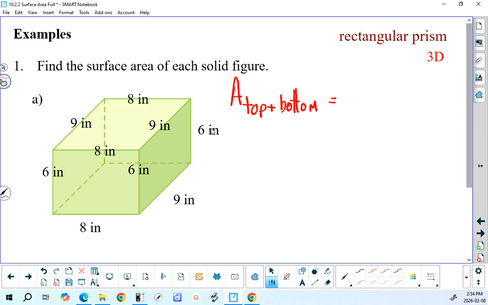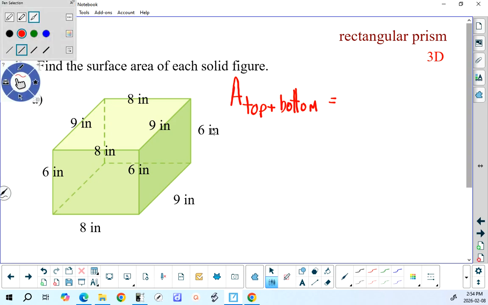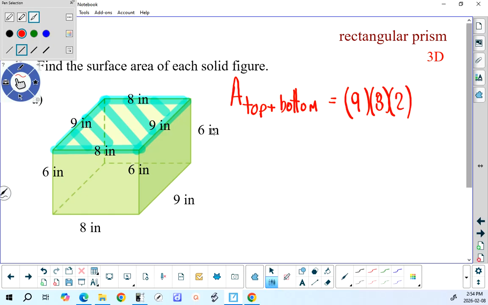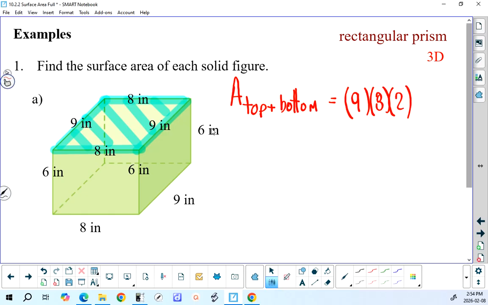Well, the area of the top, that's this face right here. I don't think most of you need this pointed out to you, but I'm going to shade it in. This is what I'm talking about when I say the area of the top. It's a rectangle that is 9 by 8, so we're going to take 9 inches by 8 inches, and then we're going to double it so that we get the area of the top and the bottom. And this works out to 144 square inches.